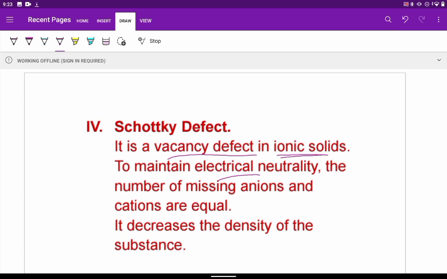The charge is balanced, means total charge of anions which are missing will be equal to total charge of cations which are missing, so that electrical neutrality is maintained. And since it is a vacancy defect, it decreases the density of the substance.